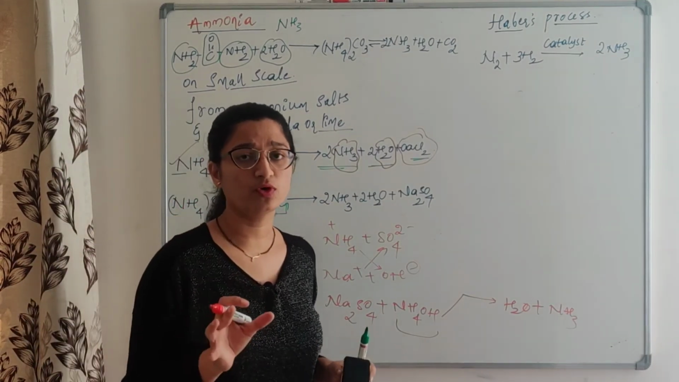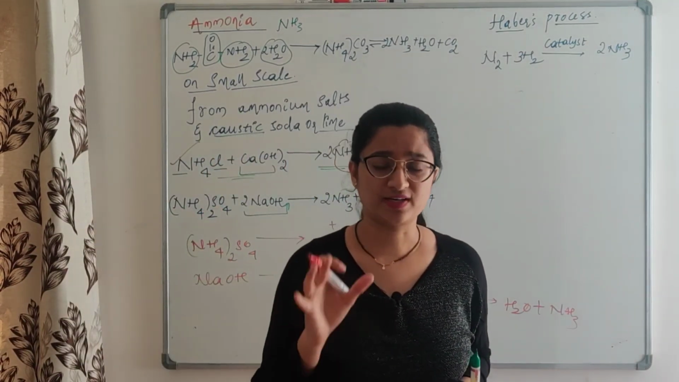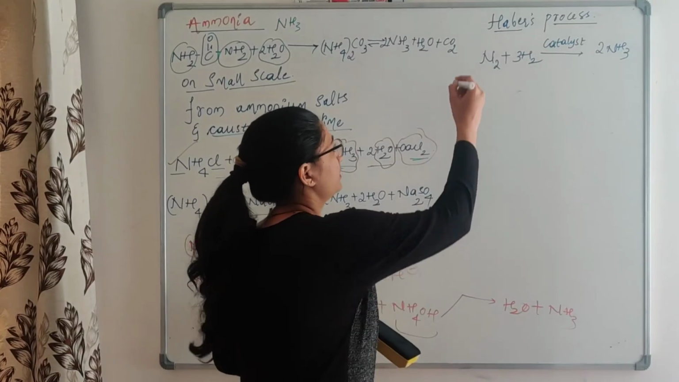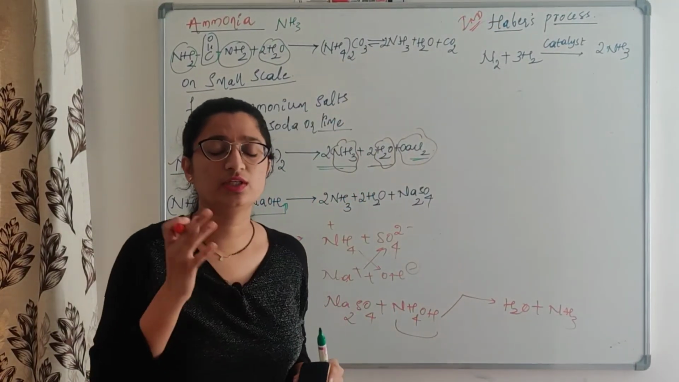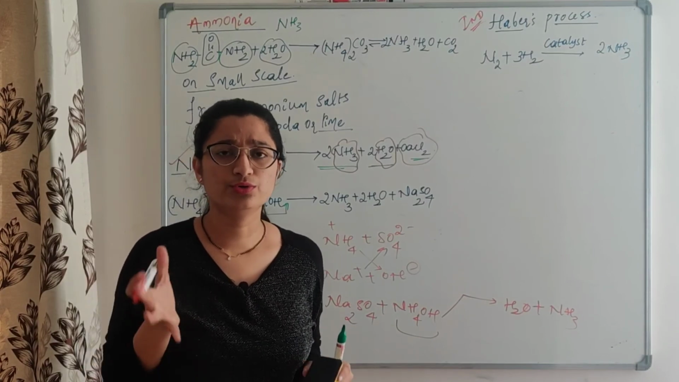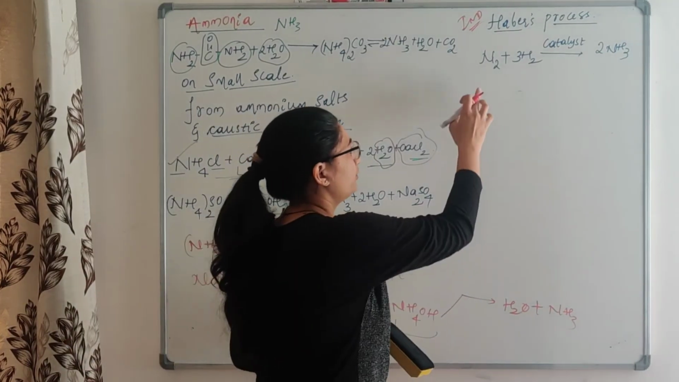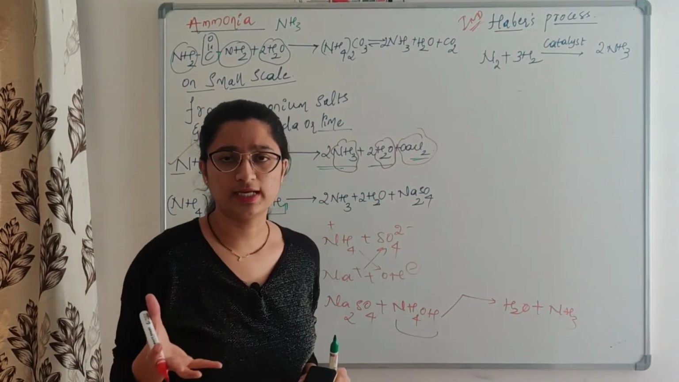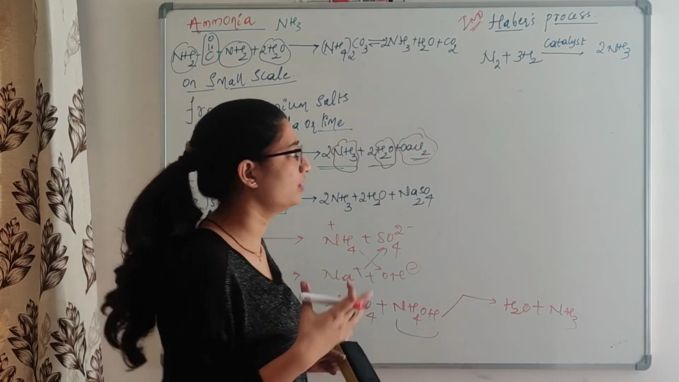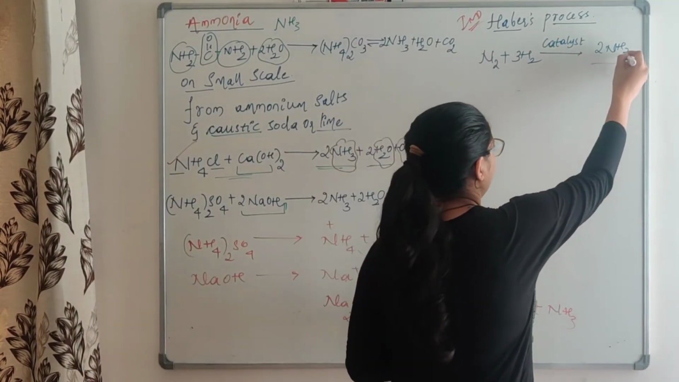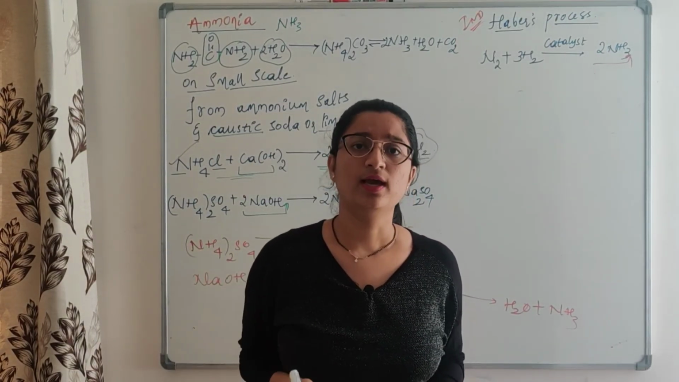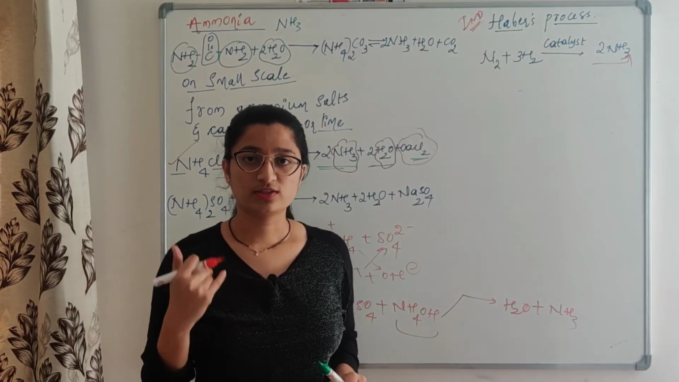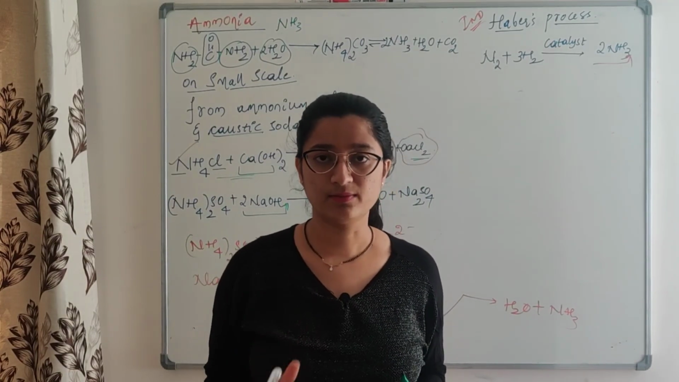There is one more important method of preparation that is very important for your examination. Okay, so that is Haber's process. In Haber's process, what we are going to do here is very simple. When nitrogen and hydrogen react with the help of a catalyst, we are going to get ammonia. Okay, so in the next video we will study this Haber's process and what are the things that you have to keep in mind.